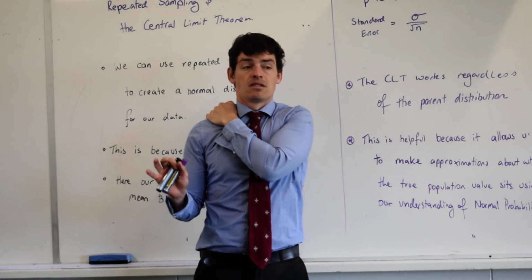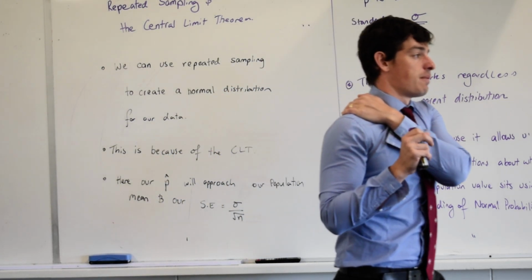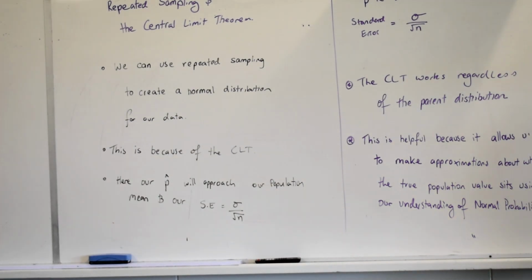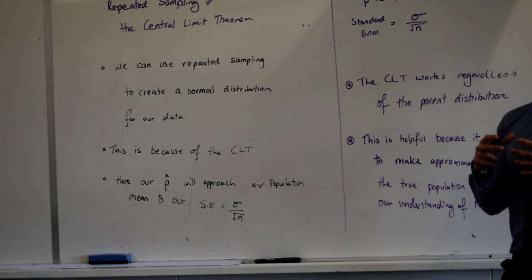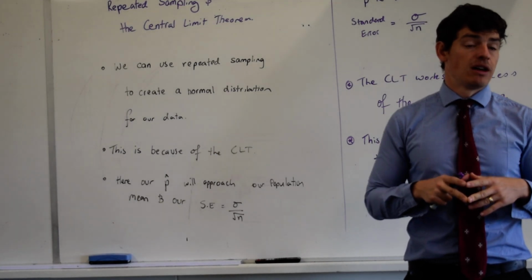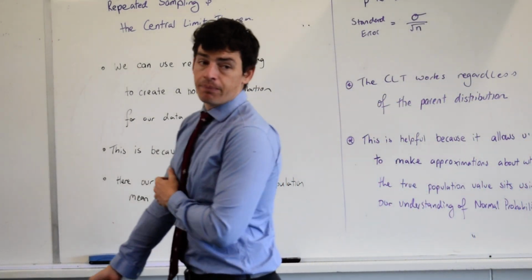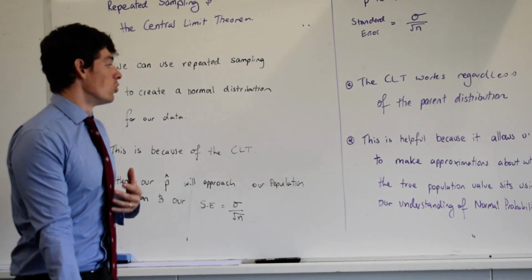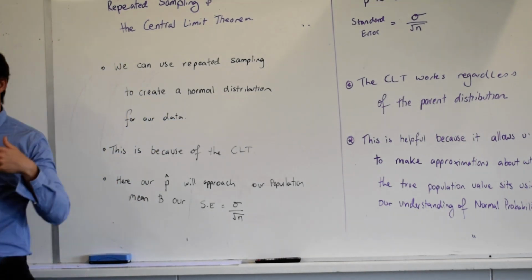Does that make sense? So if I do lots and lots of samples, I'll get a normal distribution where the mean should be pretty close to my population mean. Is it going to be exactly the same? No, and that's where the normal distribution allows us to do a few special things.